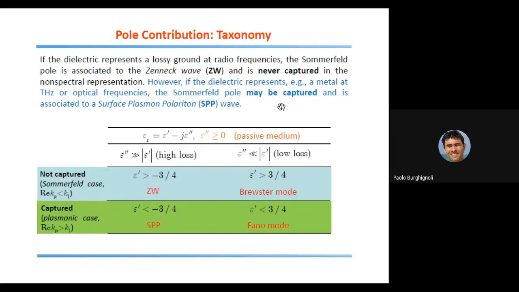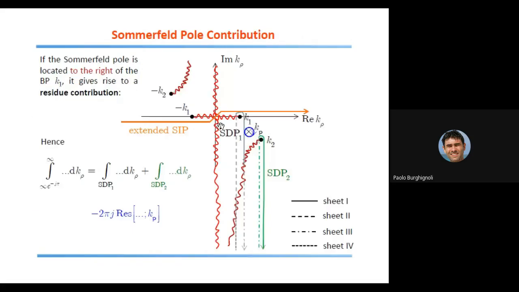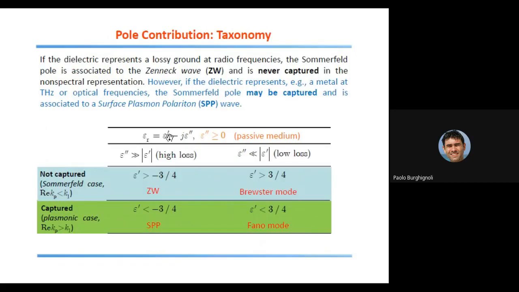For example, if you consider a metal like silver or gold at terahertz or optical frequencies, then the Sommerfeld pole is located on the right, as in this picture here, of the steepest descent path number 1, and it is therefore captured, and it gives us a residue contribution. In this case, it is not called a Zenneck wave, but it is called a surface plasmon polariton wave, SPP. This is something you may have encountered in your studies.